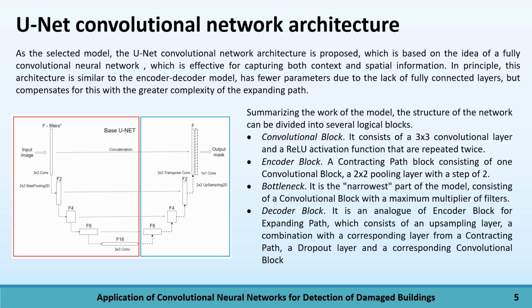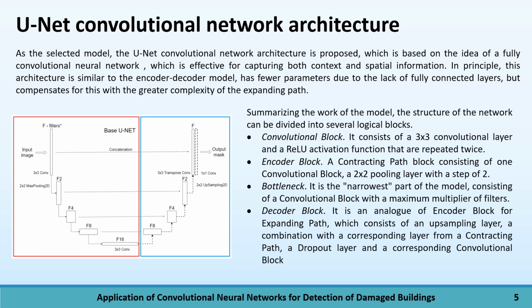As the selected model, the U-Net convolutional network is proposed, which is based on the idea of a fully convolutional neural network, which is effective for capturing both context and spatial information. Here is a U-Net architecture in the figure on the left. In general, this architecture is similar to an encoder-decoder model, has fewer parameters due to lack of fully connected layers, but compensates for this with a greater complexity of expanding path.